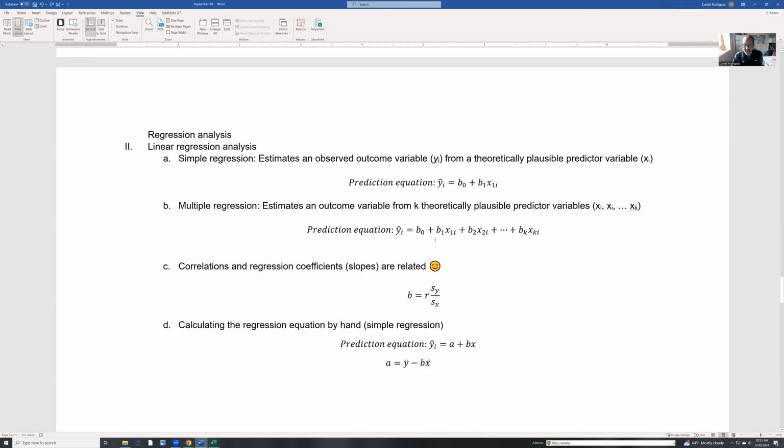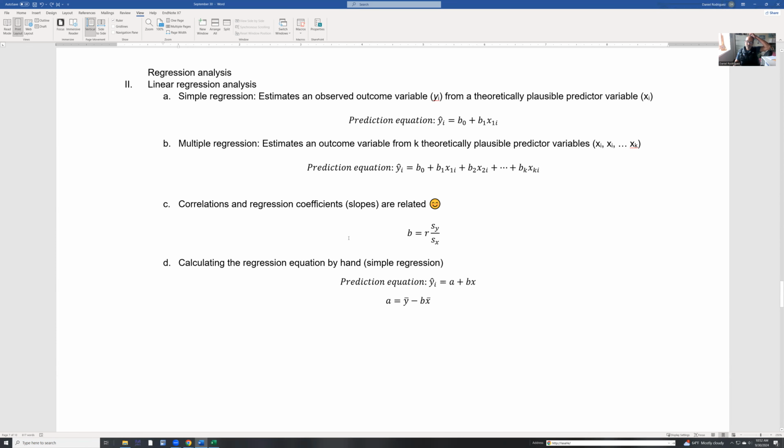You'll notice here, though, that the b's don't have any i's. Poor bees, they're blind. They can't see. Well, hopefully they can see because they're trying to get pollen from the plants. But these bees don't have eyes. So that means they do not vary by individual. They're the same for everybody. They remain constant for everybody. Of course, the variables themselves vary if they're variables.